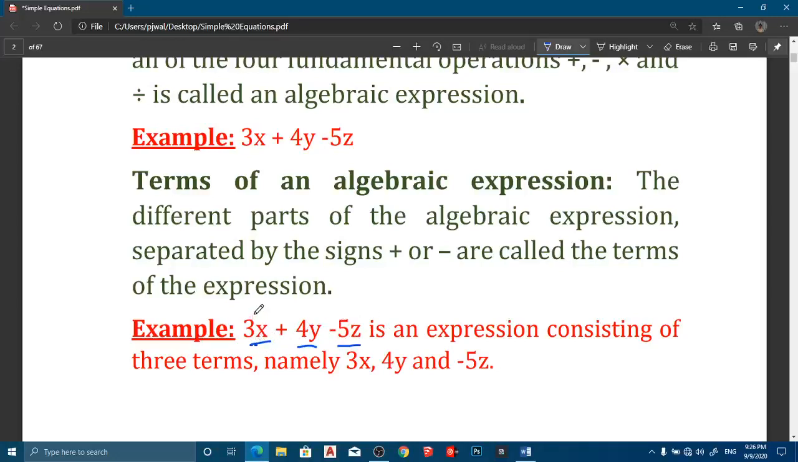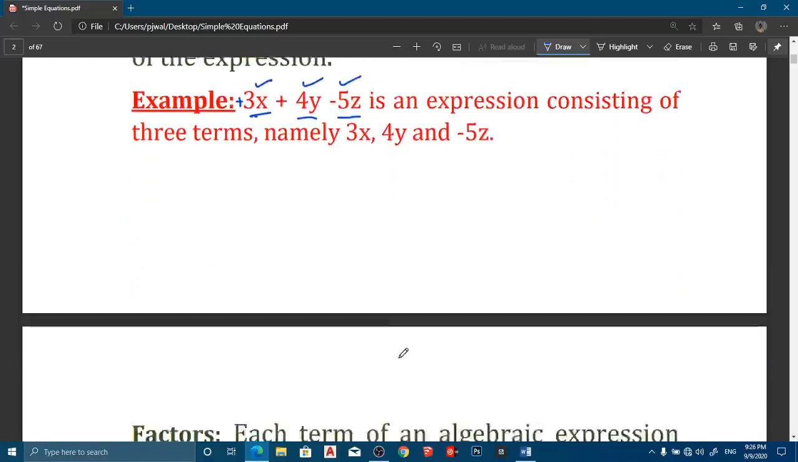So first term is what here? Plus 3x, this is plus 4y, this is minus 5z. Including the sign you have to tell the terms. The first term is plus 3x, second term is plus 4y, third term is minus 5z. Whatever the sign is in front of the term, you have to take it, not the sign after it. Because there is no sign in front of 3x, we take it as plus 3x. This is plus 4y, this is minus 5z. These are the terms of an algebraic expression.